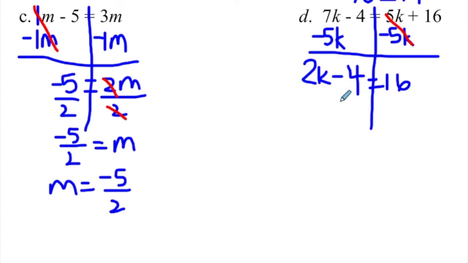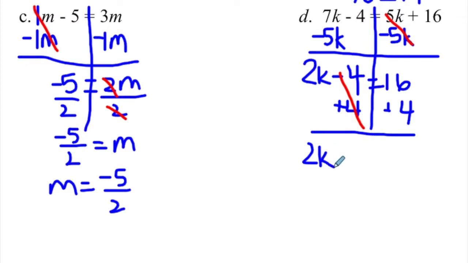So we move anything connected by addition or subtraction first. So I'm going to remove that minus 4 by adding 4 to both sides. So I'm going to add 4 here and add 4 here. So these 4's will cancel out, meaning that I can say that 2K is equal to 20. 16 plus 4 would give you 20.